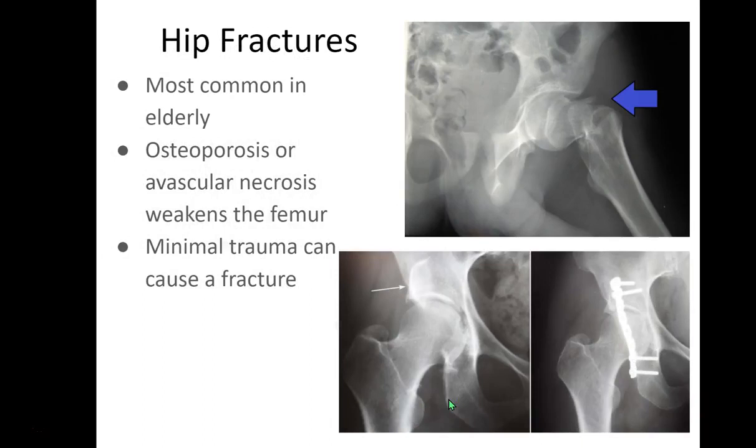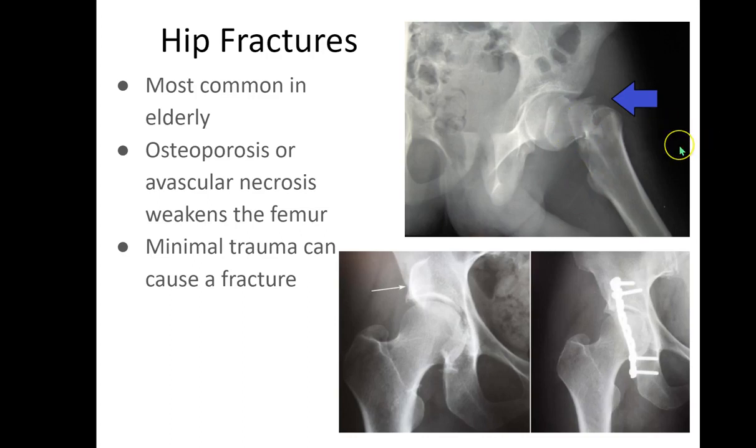All right, hip fractures. Hip fractures, as you know, are most common in elderly or older or geriatric patients, but especially patients with osteoporosis or avascular necrosis. And remember, that means a loss of blood supply causing tissue death. Both osteoporosis and avascular necrosis frequently lead to the weakening or collapse of weight-bearing joints such as the hip joint. Thus, fractures can occur with minimal trauma. And you can see an example here.